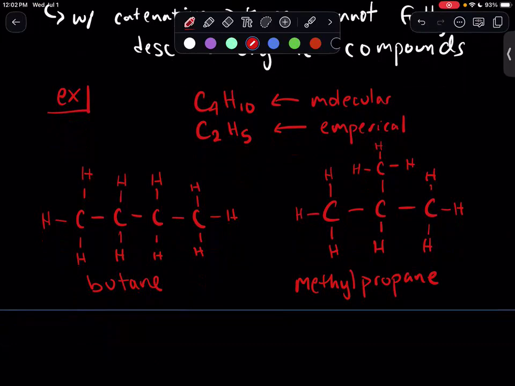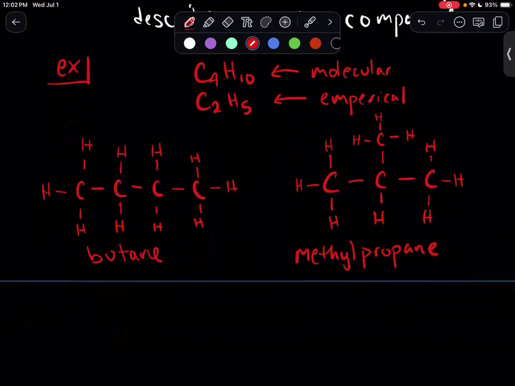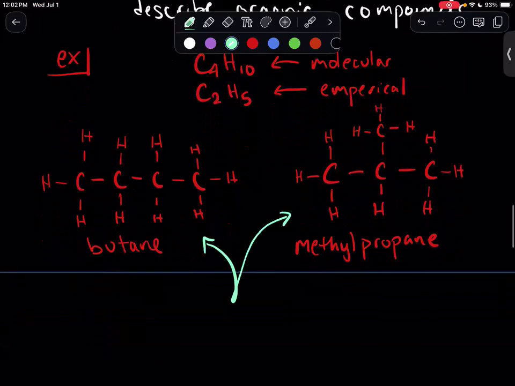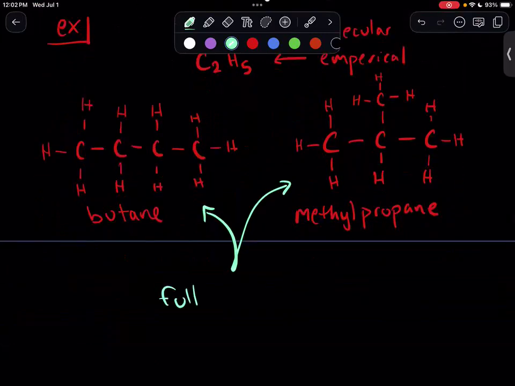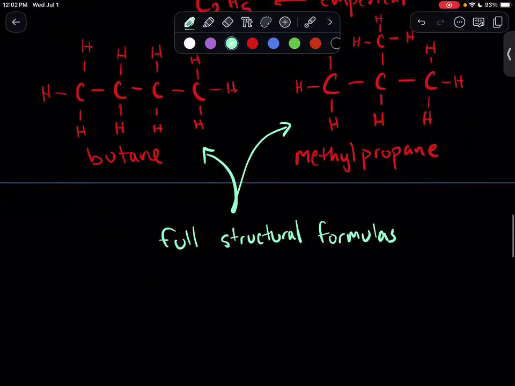So we need something else to differentiate our organic compounds. What I've done right here is drawing these out. While they may look like Lewis structures, these are actually what we call full structural formulas. So it's not an empirical formula, it's not a molecular formula, it is a full structural formula. Now, this gives the most info of any given organic compound.